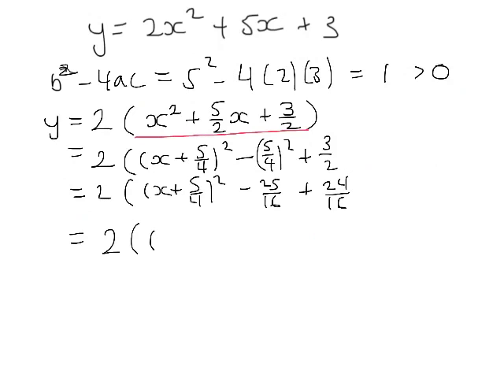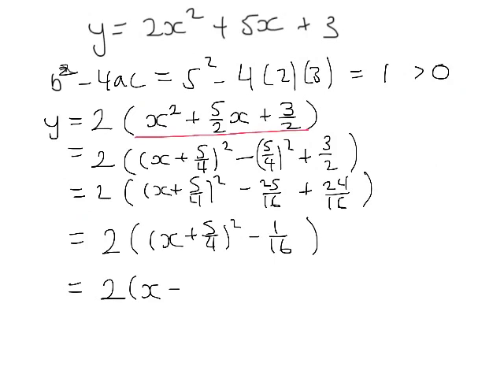So if I just tidy this up a bit, I've got 2 times, in brackets, x plus 5 over 4 squared, minus 25 over 16 plus 24 over 16, that is minus 1 over 16. And if I just expand this out, I get 2 times x plus 5 over 4 squared minus 2 over 16, which is 1 over 8. So I've done the first part of completing the square here, and I've got it into completed square form.